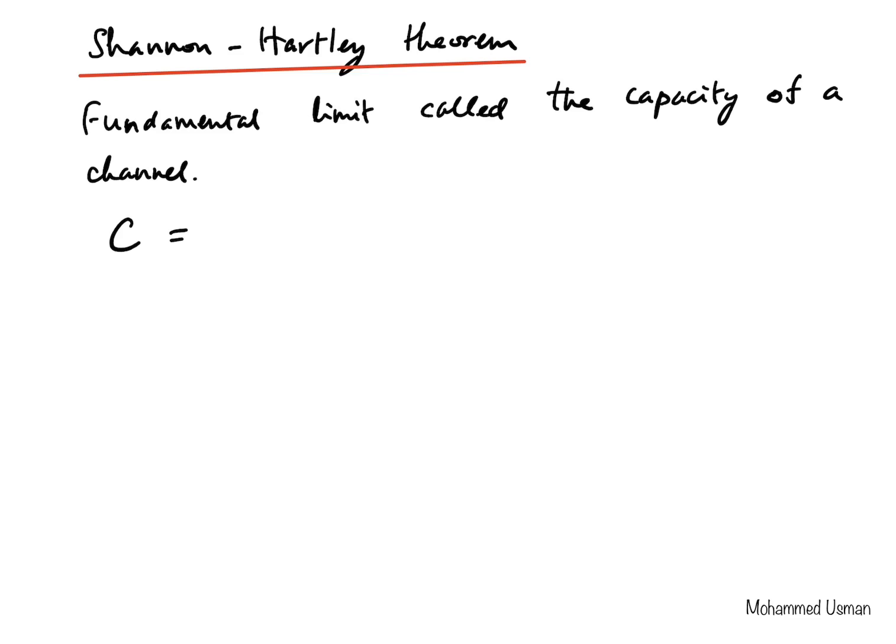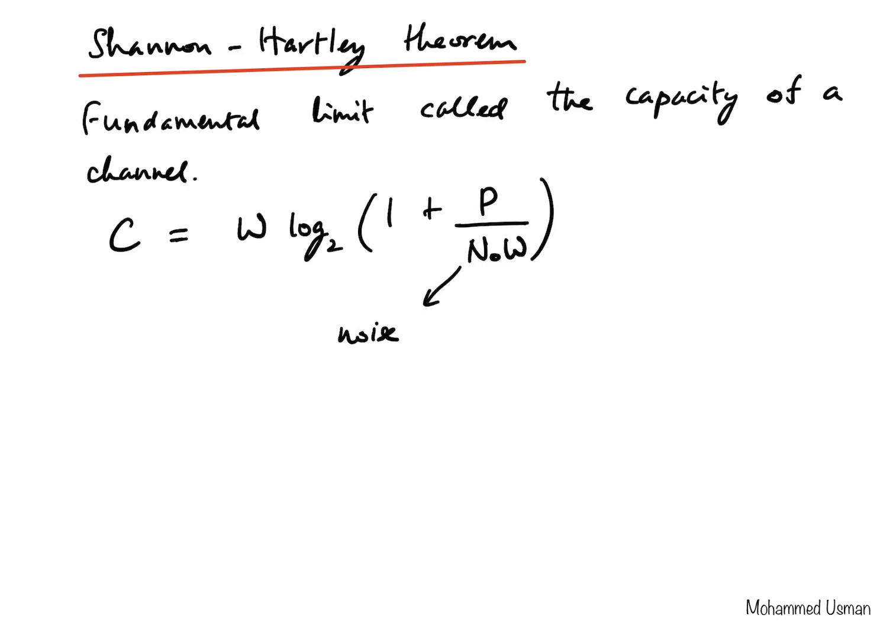Now, the capacity of the channel, which is denoted as C, Shannon proved in his paper, is given as W, the bandwidth, times logarithm to the base 2 of 1 plus the signal power, which we will denote as P, divided by N naught times W, where N naught is the noise power spectral density, and W is the channel bandwidth.